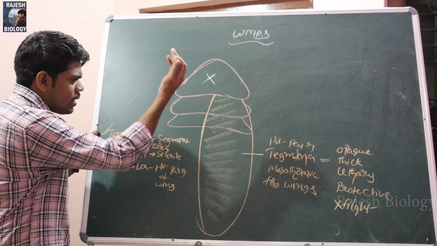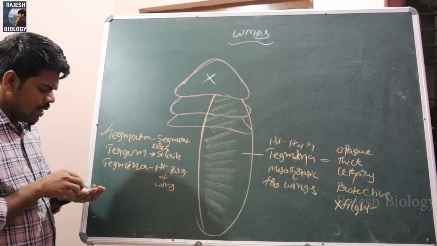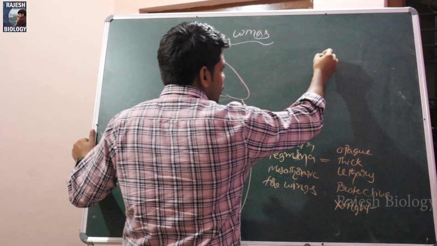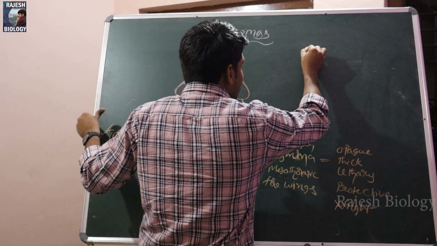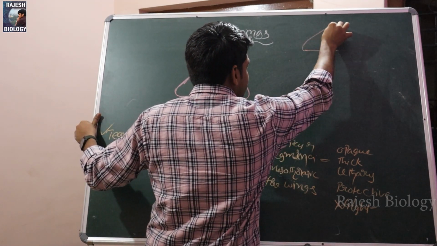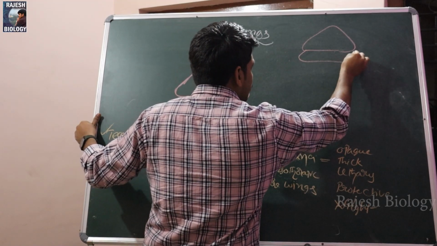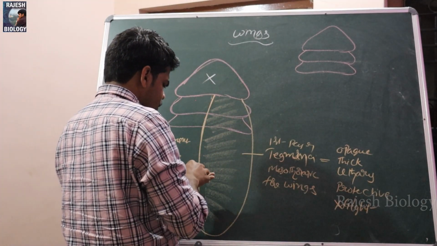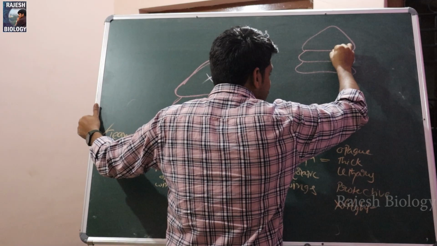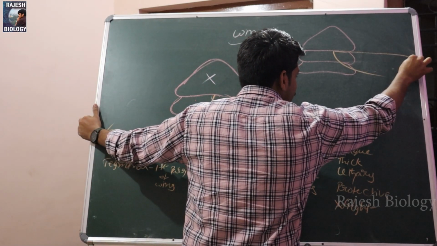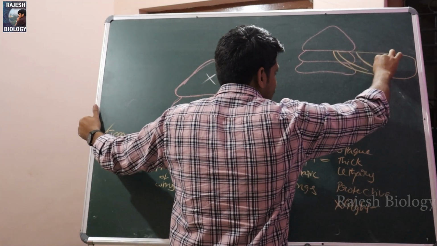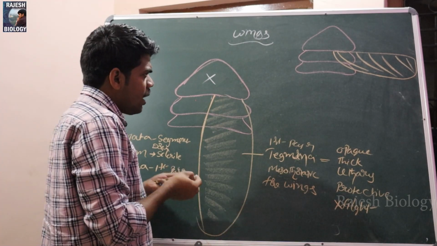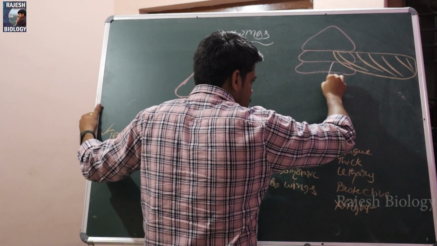If I remove this, there are hind wings. The hind wings I will draw on this side. So it is the prothorax, pronotum, mesonotum, metanotum. If I lift this first pair of wings, they lift completely at right angles to the body. And the hind wings arise from the metathorax, metathoracic wings.